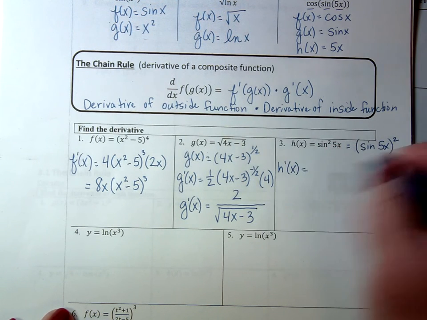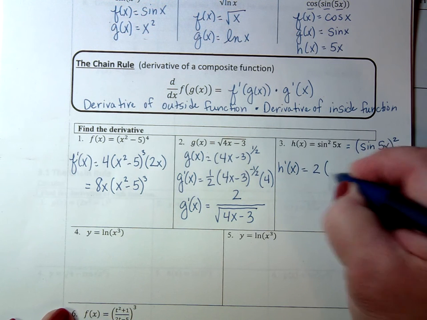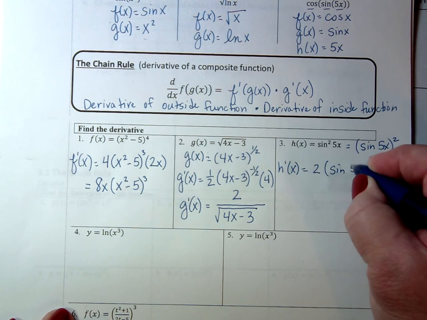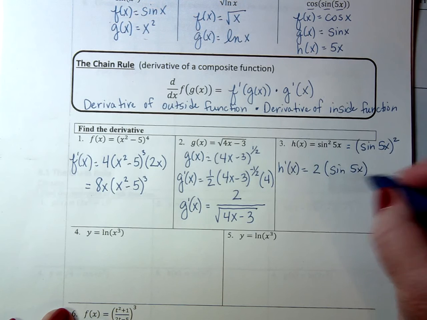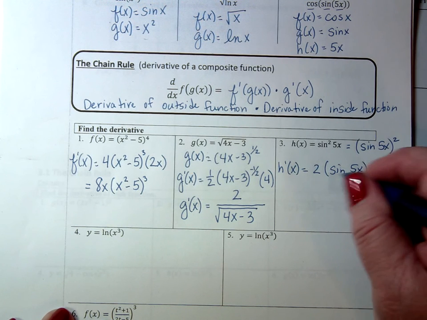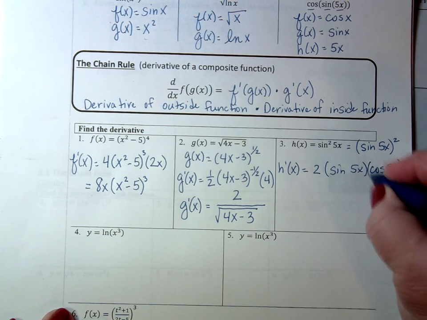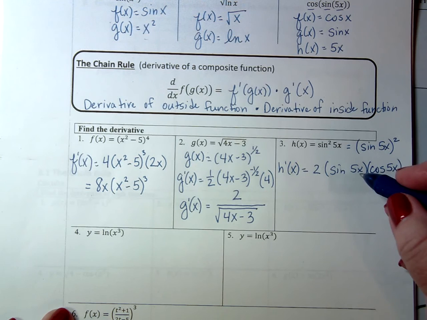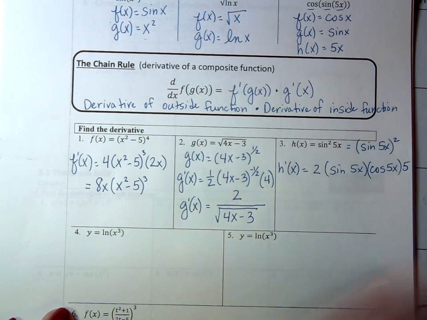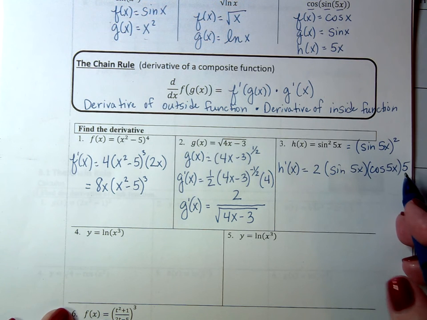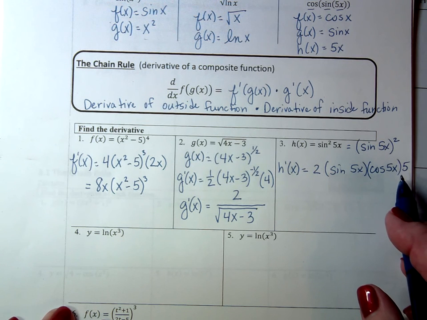H prime of x, the 2 falls down in front. The group goes to 1 less power, goes to the first power. Now watch this, times the derivative of what's inside. Well, the derivative of sine is cosine of the same angle, but then I need a third thing. I need the derivative of the angle, and that's a times of 5. Some people might forget that 5 at the end of this whole hot mess.